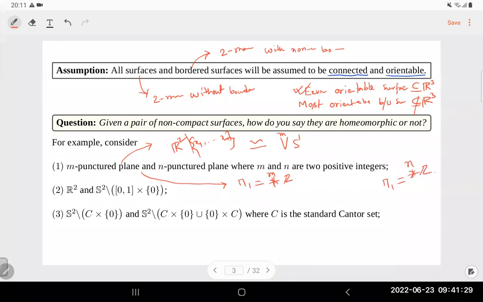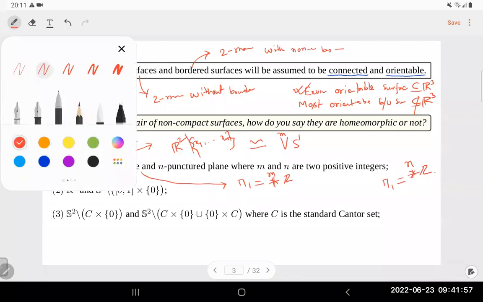Now you can check using basic group theory that if m equals n, then they are isomorphic. So what's the conclusion? If m equals n, then they are homeomorphic, but if m does not equal n, then they are not homeomorphic. And what is the main point? You are just checking the cardinality of the puncture set, and you are deciding whether they are homeomorphic or not.